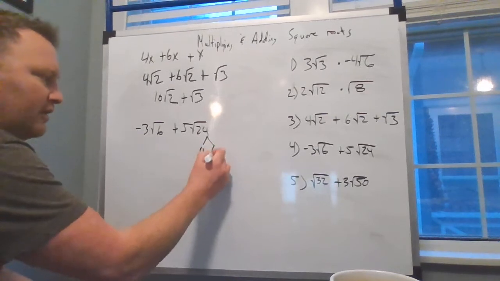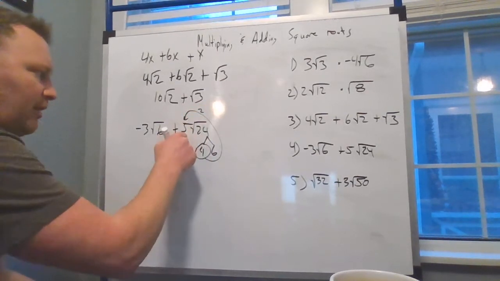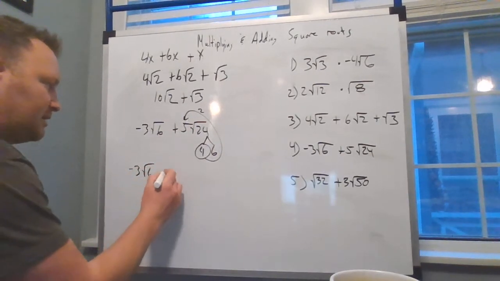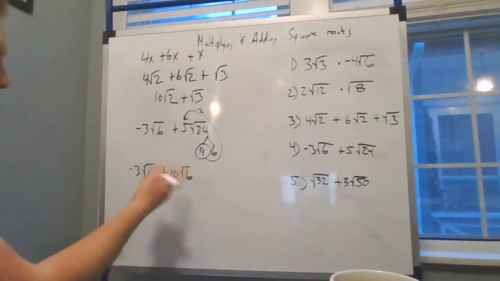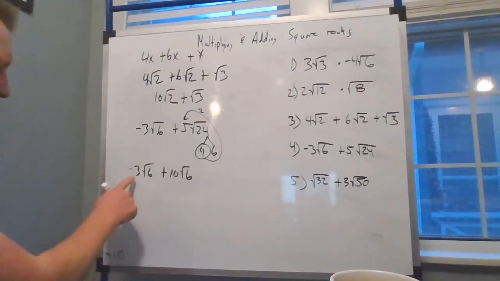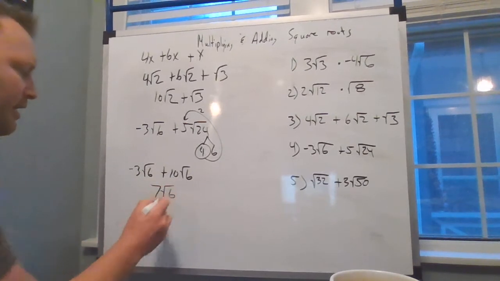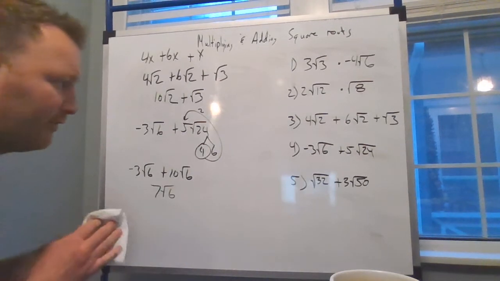So we got to do that first before anything else. So this has a 4 and a 6. 4 comes outside as a 2 multiplied by this 5. So now this says negative 3 radical 6 plus 10 radical 6. Look at that. Now they're like terms. Now I can add them. Just these two numbers, negative 3 plus 10 is 7 radical 6. And that is how you do number 4. You can pause me, take notes. I'm going to do number 5 right now with you guys.